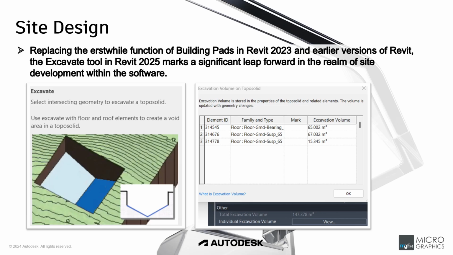Here you will see the example. When you hover over the Excavate tool, this tooltip appears. You can select intersecting geometry to excavate the topo solid at that point. The excavate works with floor and roof elements to create a void area in the topo solid.